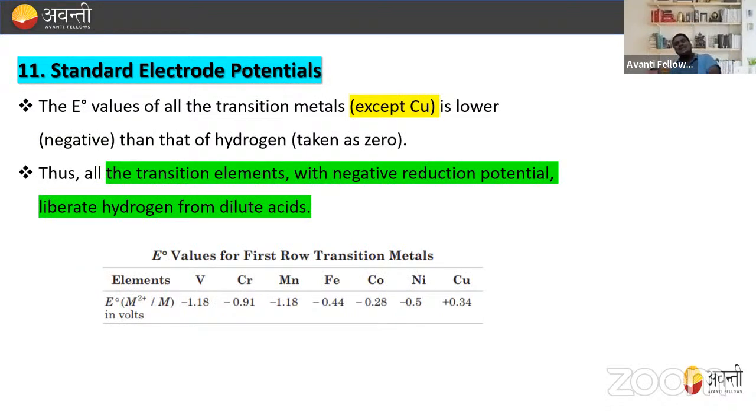So next property is standard electrode potential. So I hope till all the points are cleared. All points are clear till? Good.